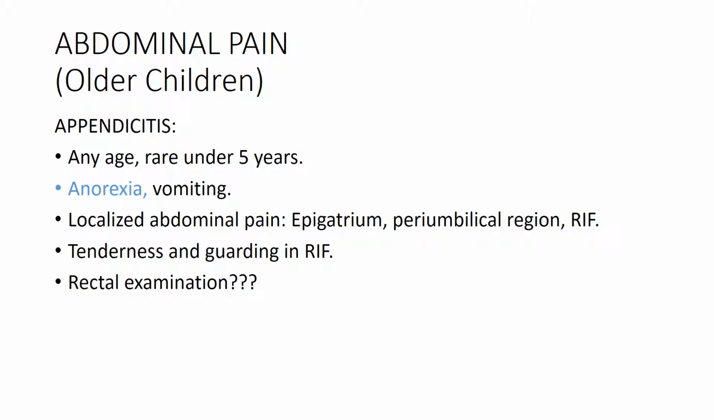Abdominal pain in older children. The main cause of abdominal pain is appendicitis, at any age, rare under 5 years: anorexia, vomiting, and localized abdominal pain in the epigastrium, periumbilical region, and right iliac fossa, with tenderness and guarding in the right iliac fossa, and rectal examination.